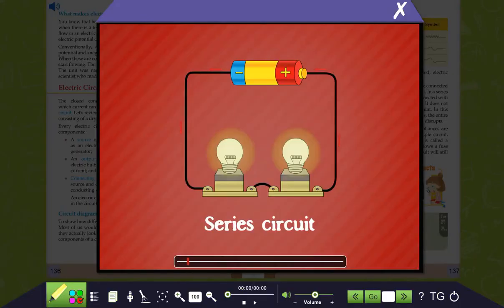Series circuit. A circuit where two or more bulbs are connected one after the other in a series is called a series circuit. In a series circuit, the complete circuit should be properly connected with no break or disconnected components in between. It does not give any output if the circuit is broken at any point. In this circuit, as in decorative lights, even if one bulb fuses, the entire series of bulbs stop glowing as the flow of current disrupts.